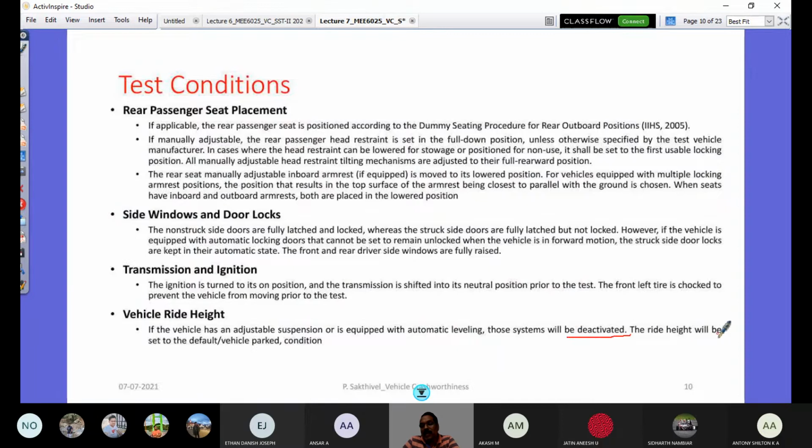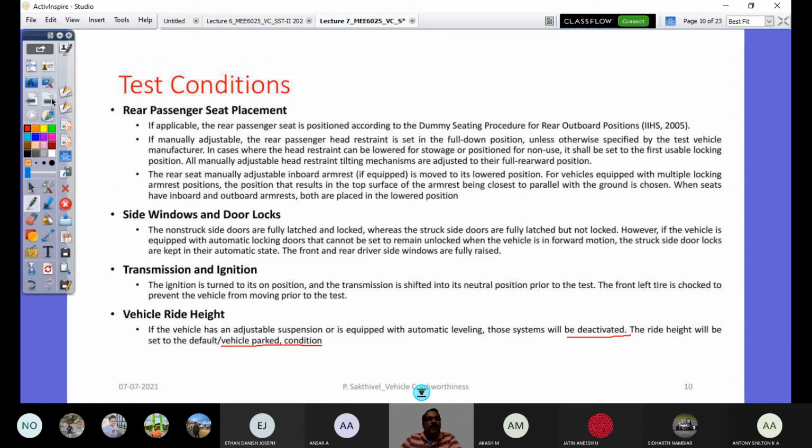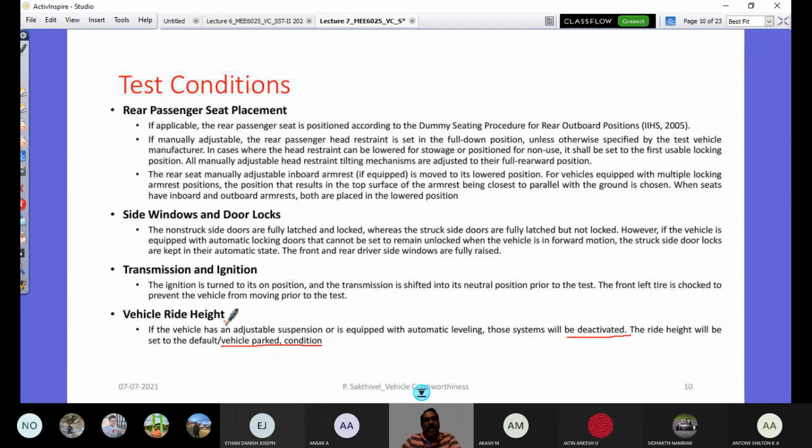The ride height will be set to the default vehicle parked condition, right? So, what is this ride height adjustment? It is an active suspension system present in your vehicle.